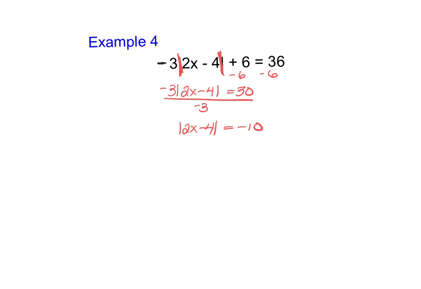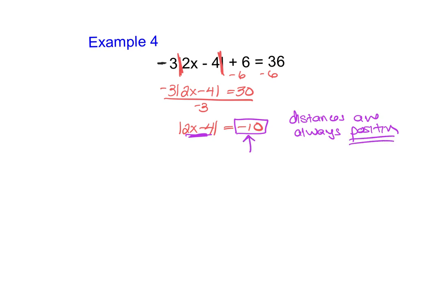Now at this point, I need to look for what number has a distance from 0 of negative 10. And when I take a look at that, I become a little bit confused because I know that distances are always positive. And if I start to think about this, I'm thinking, well, the middle of this equation needs to have a distance from 0 of negative 10. But distances can only be positive.